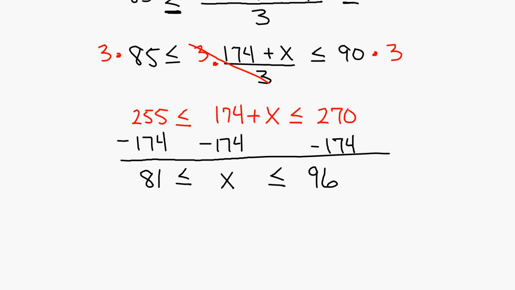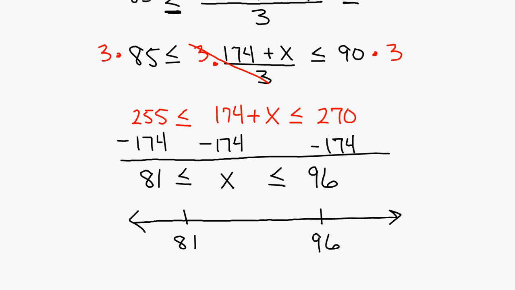If you were asked to graph that, then on the number line you've got an 81 and you've got a 96. You've got a closed circle, and this is all shaded in the middle. Any questions?